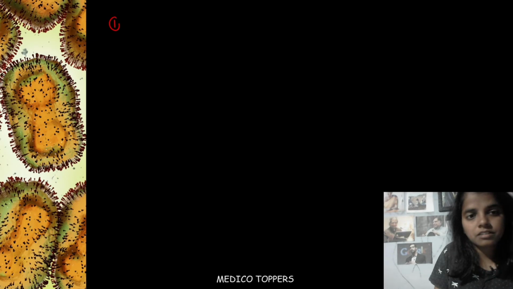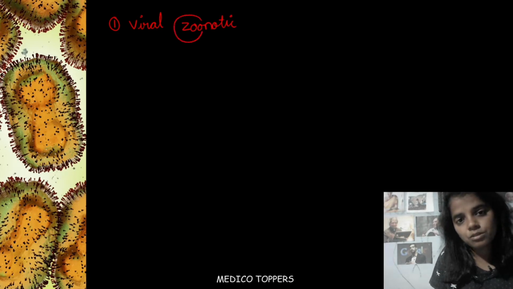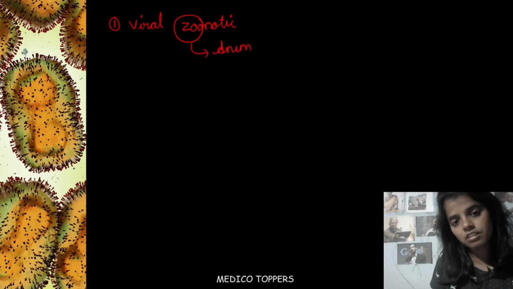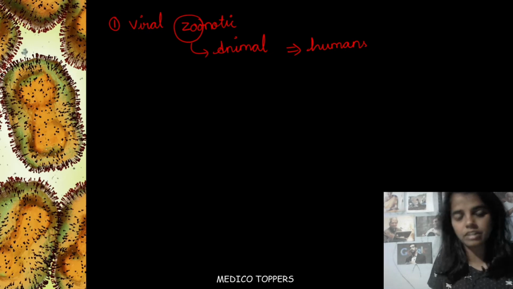So first, it is a viral zoonotic condition. We all know it is a viral infection, and what is this zoonotic indicating? Zoo indicates animal. So this disease mainly originates from animals and spreads to, or gets transmitted to, humans. That's why it is called a zoonotic condition.